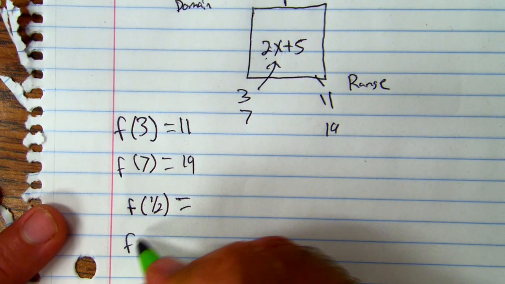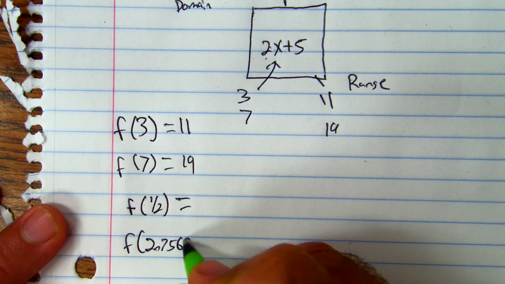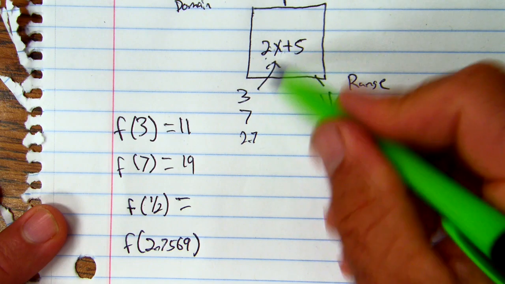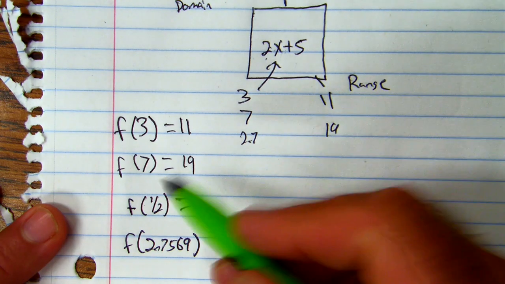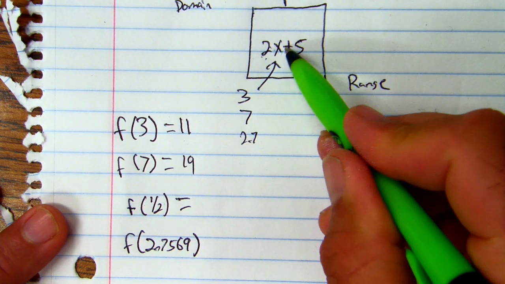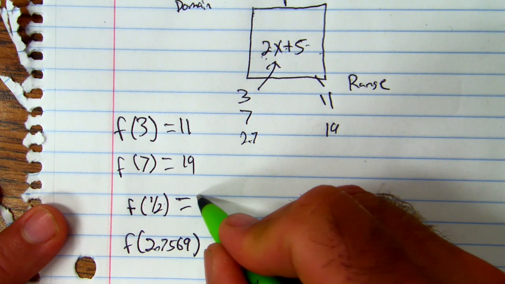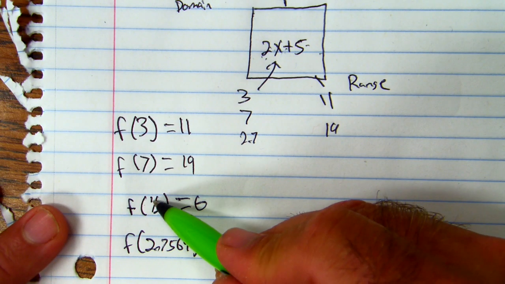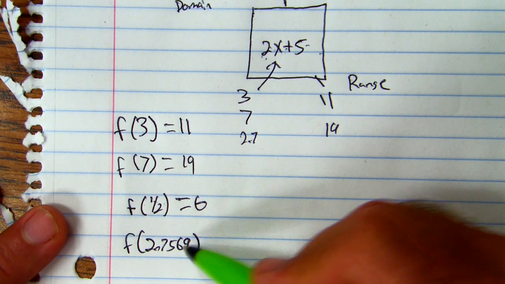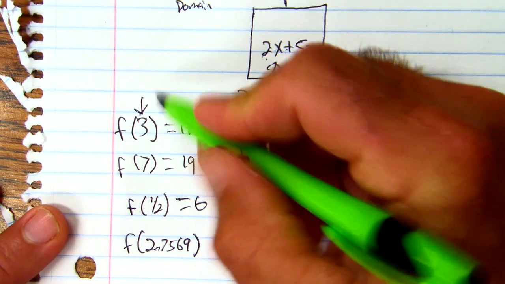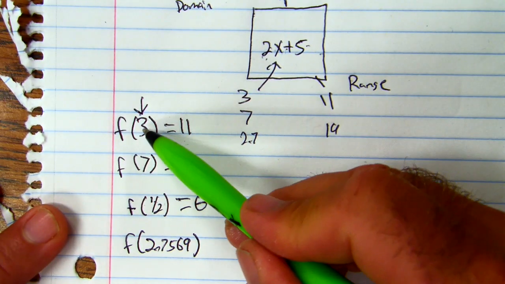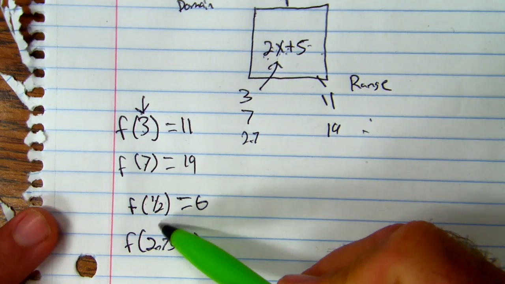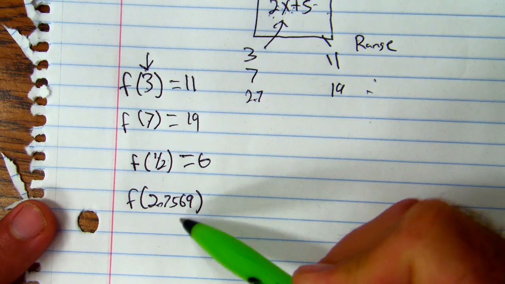I mean, if I wanted to plug in 2.7569, I could plug 2.7569 in. I would need a calculator probably, but I could do that. Just like if I plug in a half, 2 times a half is 1, 1 plus 5 is 6. The difference with the sequence, though, is you can't plug in a half or 2.7569. And the reason why is this is the term number. So if this was a sequence, I'd be finding the third term. I'd be finding the seventh term. It doesn't make any sense to find the 2.7569 term.